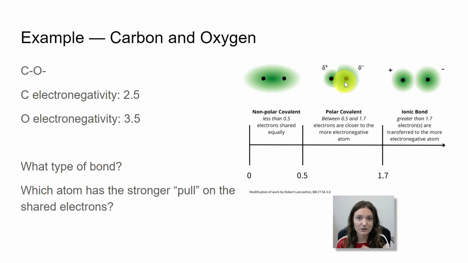So if this were oxygen, this would be carbon, oxygen would have the stronger pull and therefore would have a partial negative charge when it's bonded to carbon. The carbon then would have a partial positive charge. Okay, so that means that the bond between carbon and oxygen is a polar covalent bond, which means molecules that have a lot of carbon-oxygen bonds are what we call polar molecules. Okay, so polar bonds tend to form polar molecules.